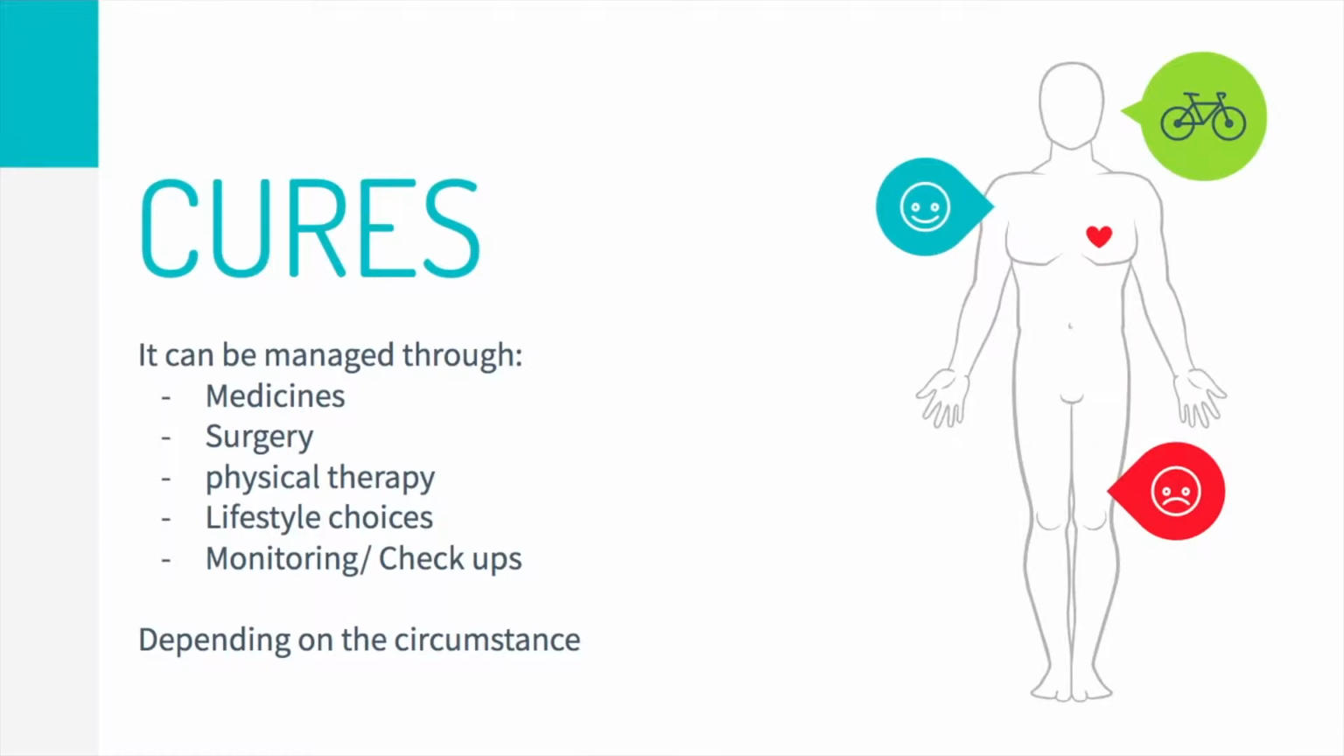So, what are the cures? Marfan syndrome is an inherited syndrome that you are born with. Therefore, there is no cure, yet it can be managed. In order to slow down effects or prevent risks, medicines, surgery, and physical therapy can be taken. Lifestyle choices can also delay the effects of the disorder.